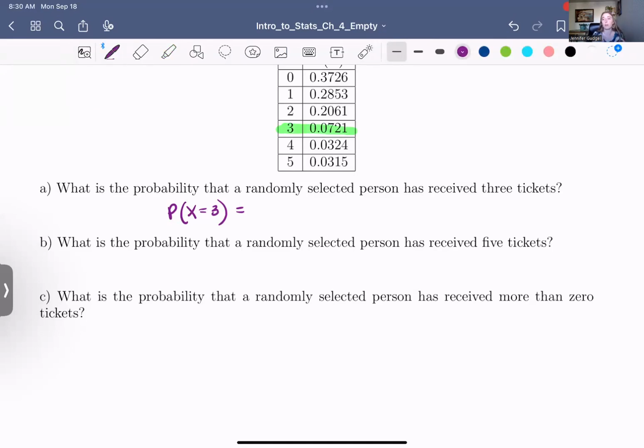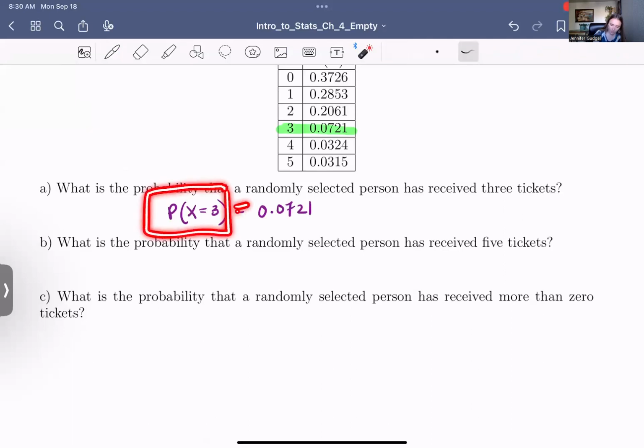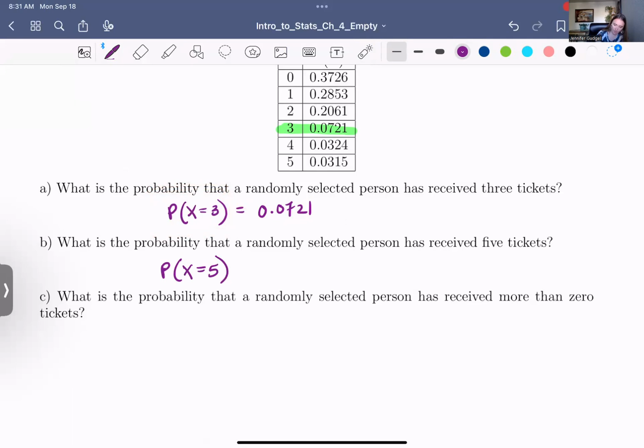All right, and the probability of them having exactly 3 is equal to 0.0721. So again, this is the information equal to the probability. So don't get thrown off that there's 2 equal signs, because this one is contained just describing which X we're looking at in those parentheses. All right, what's the probability a randomly selected person has received 5 tickets? Again, an exact amount. P of X is equal to 5. We're looking at exactly 5 tickets. That's going to equal 0.0315.